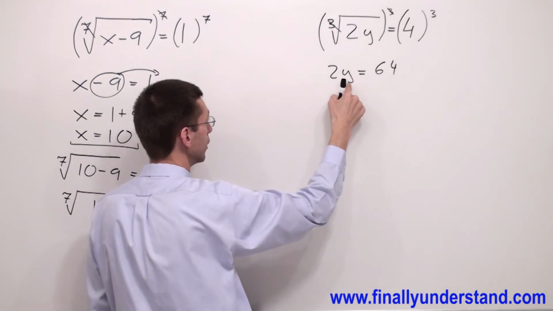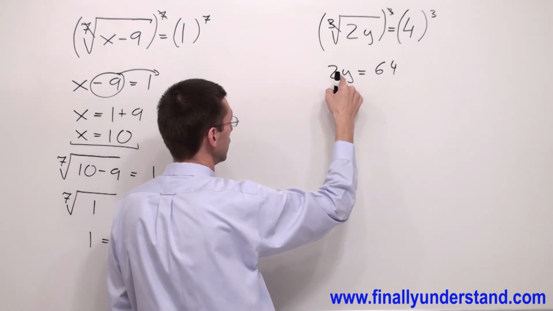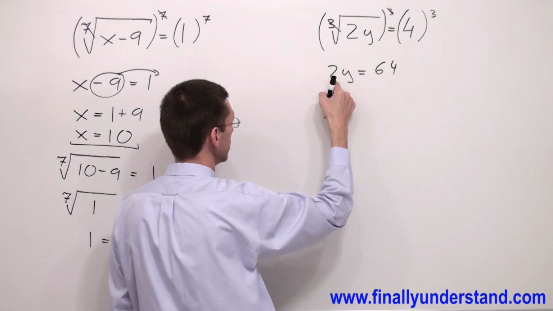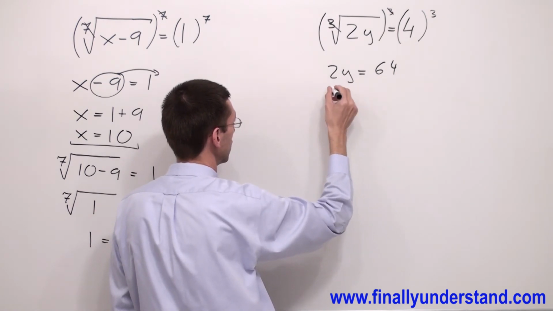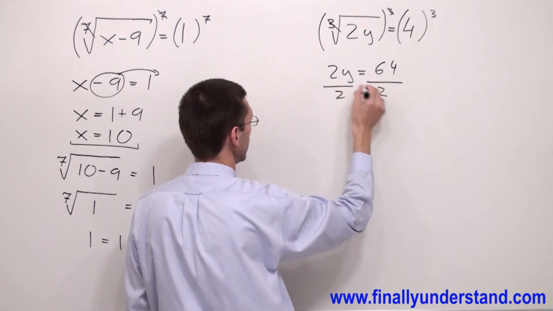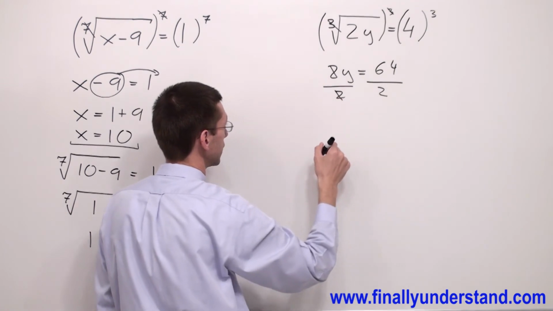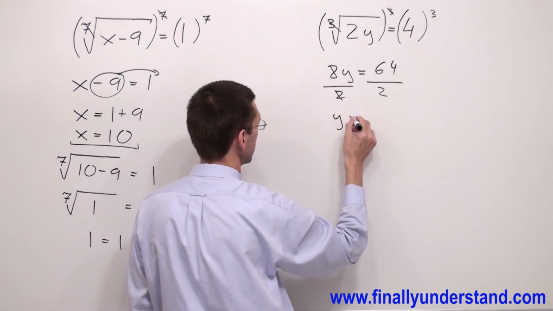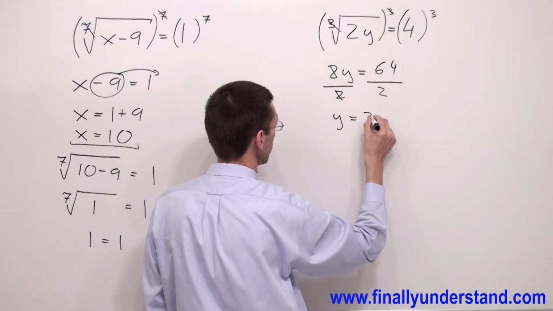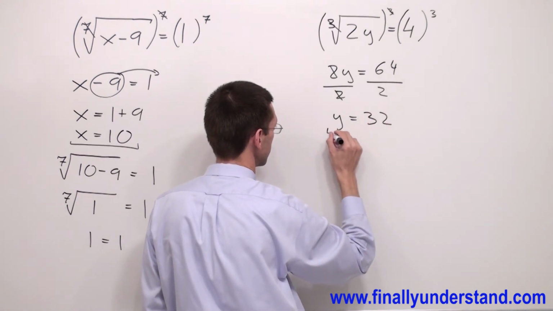I have to find y by itself. I have 2 multiplied by y. I have to eliminate the multiplication and remove this 2 from the left side. What am I supposed to do? Divide both sides of the equation by 2. 2 and 2 cancel out. And I have y equals 64 divided by 2, which is equal to 32.